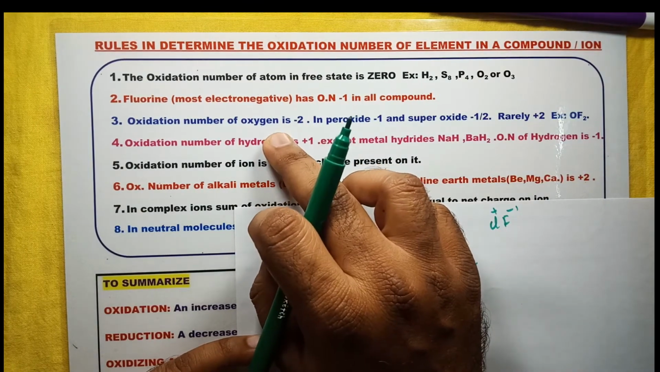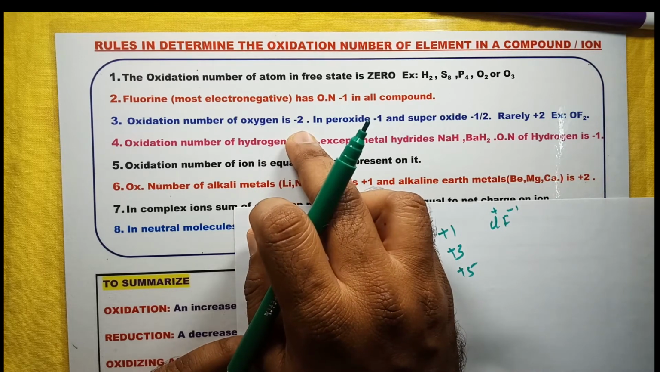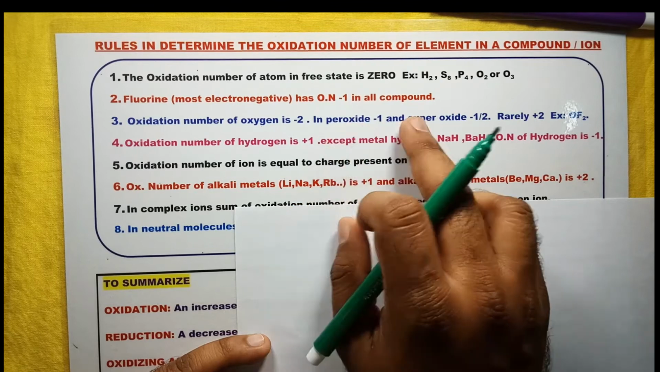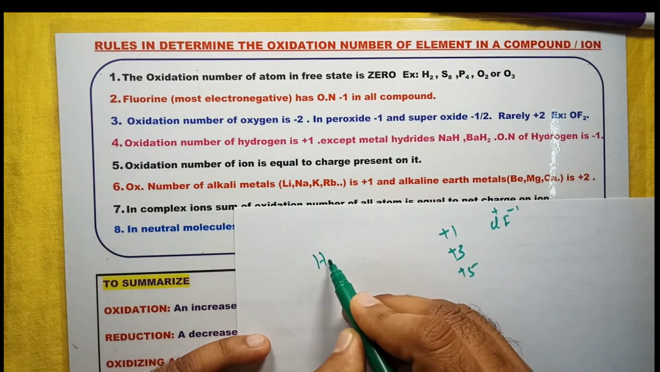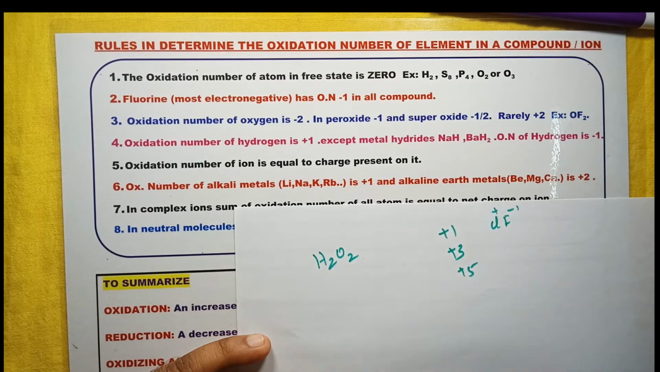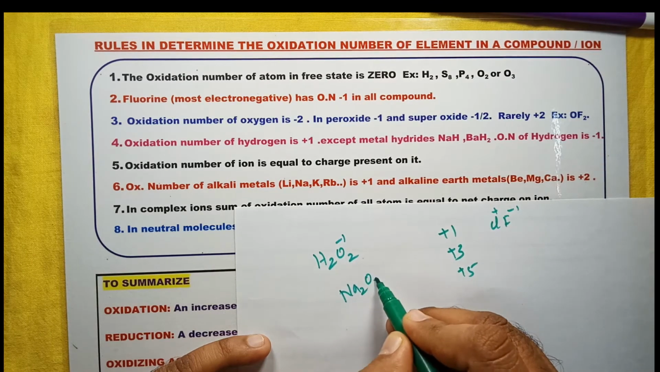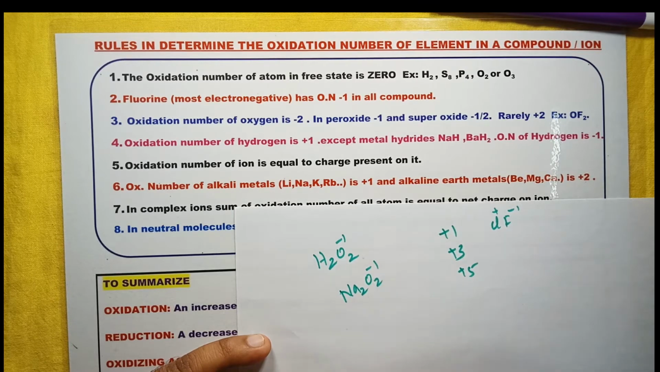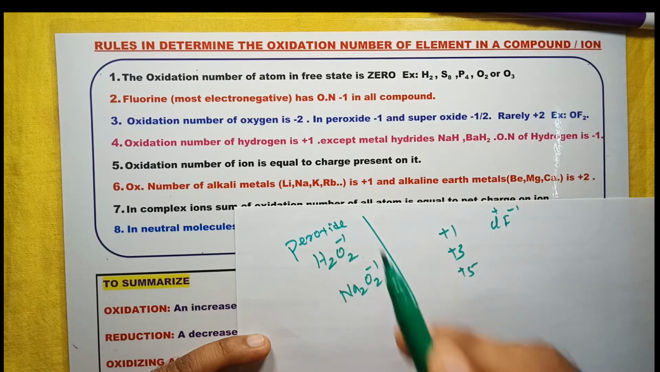So let's move on to the third point. The oxidation number of oxygen is -2. Usually oxygen exists as -2. In peroxide or in peroxide linkage, oxygen exists as -1. For example, H2O2. In H2O2, each oxygen is in -1 oxidation state. Another example is Na2O2. In Na2O2, each oxygen is in -1 oxidation state. These are peroxides. Is it correct?